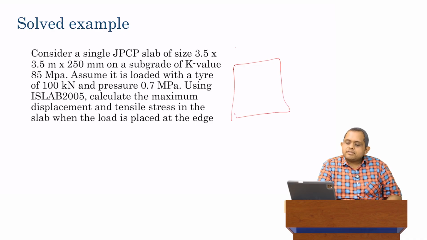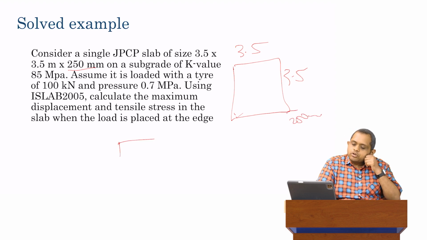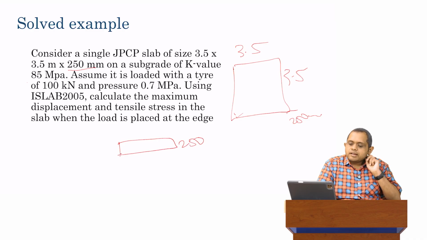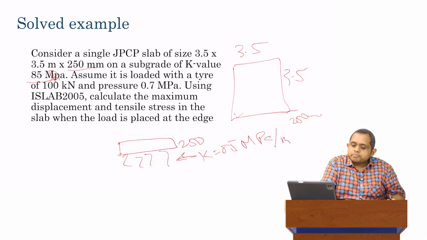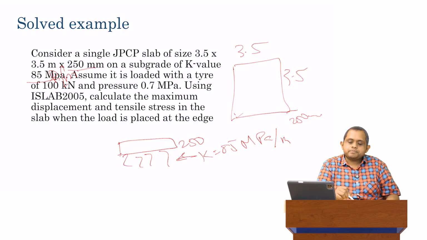Given that the slab size is 3.5 by 3.5 meters, so that's the length and the width, pretty typical of a JPCP slab, by 250 mm. So the thickness of the slab is given to be 250 mm. Now this slab, so if I draw the cross section over here, so this is 250. And this slab is on a subgrade of K value 85 megapascals. So we basically have a Winkler foundation, and this K value is given to be 85 megapascals per meter. So just a note over here, this should be megapascals per meter.